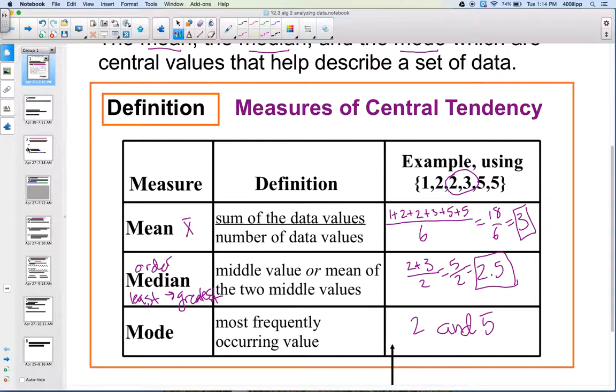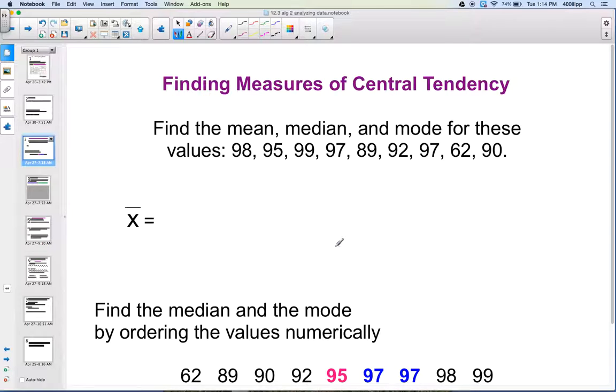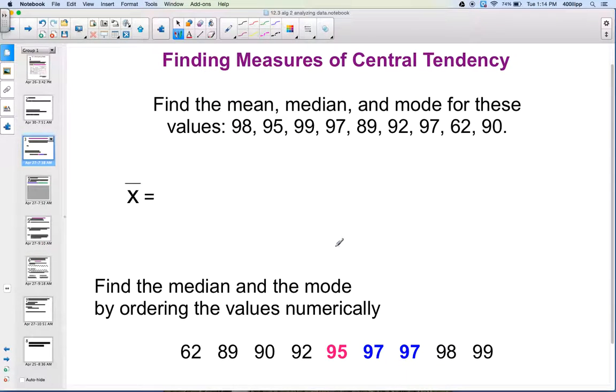Moving on here, this one you would do the same thing, finding the mean, median, and mode for these. So right now they are not in order from least to greatest, so you would actually have to do that. So I went ahead and did that already. So I put them in order from least to greatest.